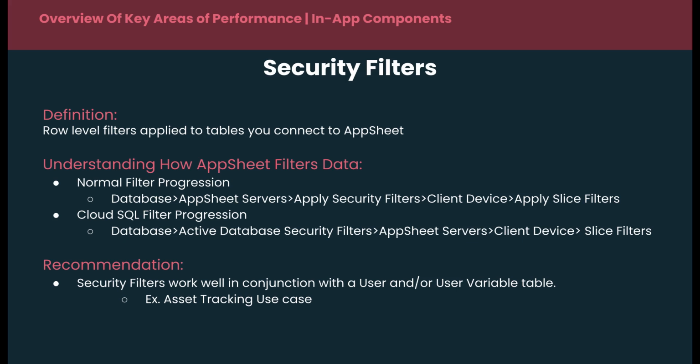Again, in a normal setting, all of your table data is loaded into AppSheet servers, and then it applies filters there, and then it sends it to the client device. Again, you get that extra added bonus if you are using a Cloud SQL database with less complex filters, where it actually sends in query parameters in its call to retrieve your data from your database, and doesn't actually have to apply those same filters at the AppSheet server level.